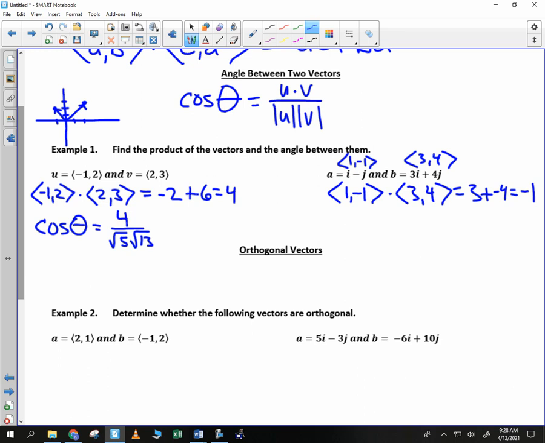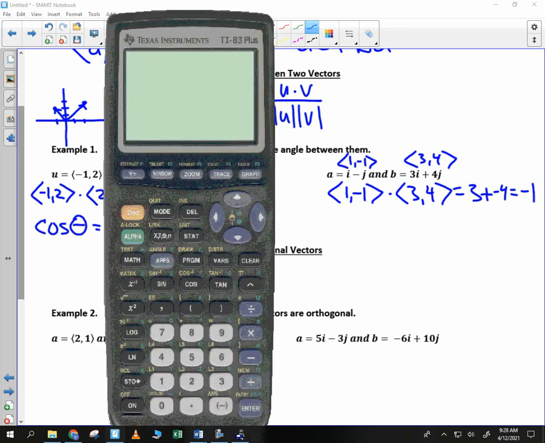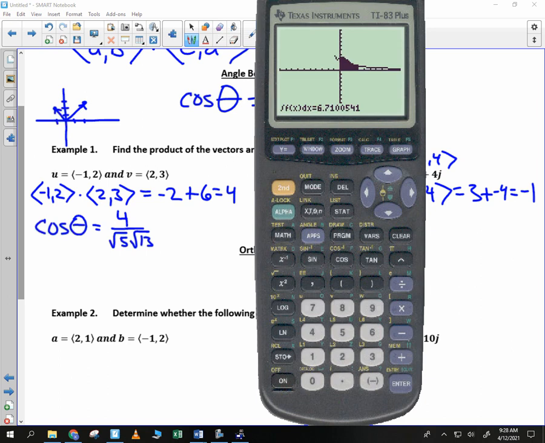So I know that the cosine of this angle is equal to 4 divided by the square root of 65. Agreed? If I know that the cosine of the angle is equal to 4 divided by the square root of 65, then I can find the angle by going second cosine of 4 divided by square root of 65. I'm going to make sure that I'm working in degrees, which I am. I hit enter, and I get 60.25 degrees. That's the angle formed between the two vectors.